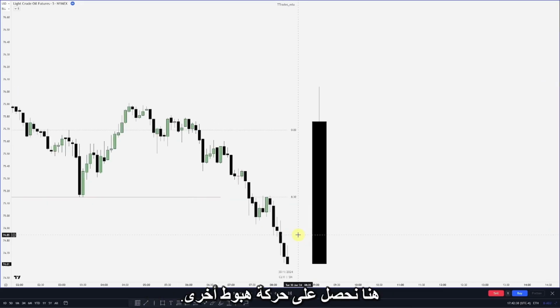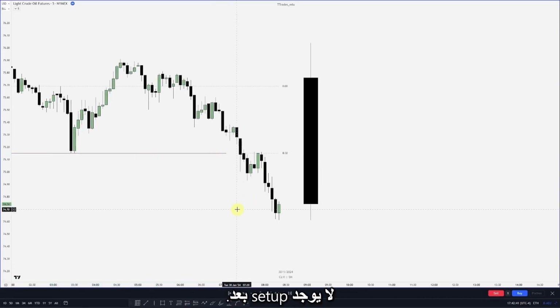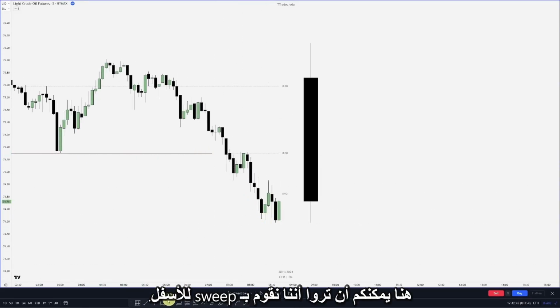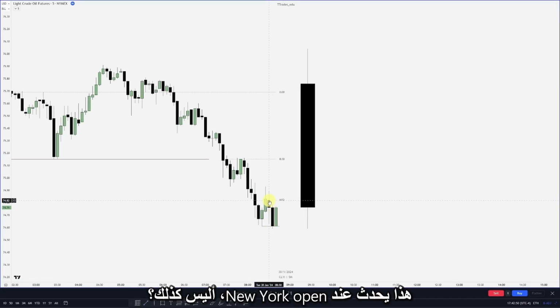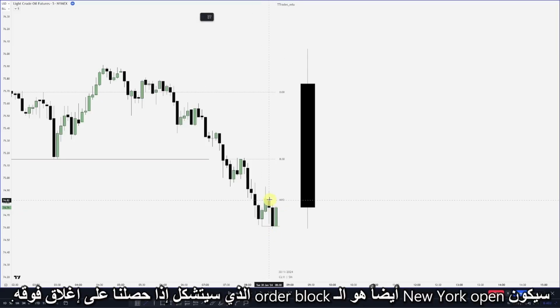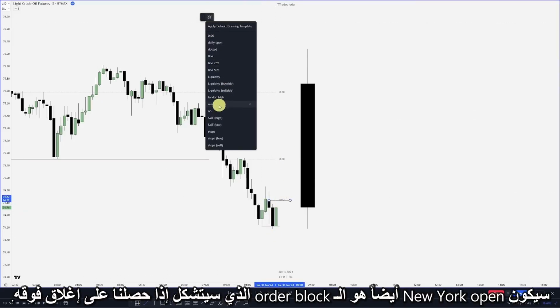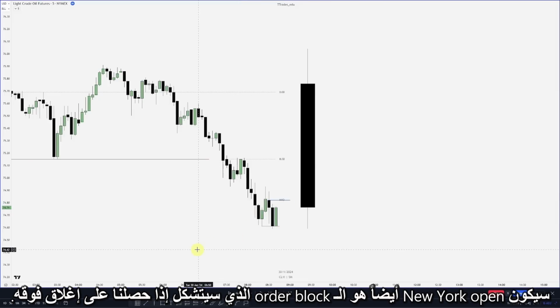Here we get another run lower. So there's no setup yet. Okay, here you can see we sweep a low, can't close below. That's at New York open, right? So New York open makes the opposing move. New York open would also be the order block that would be formed if we get a close over.